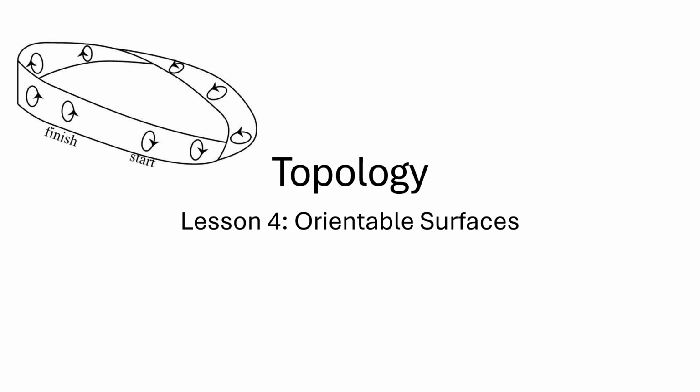Welcome to lesson 4 of topology. In this lesson, we're going to talk about orientable surfaces, which is a topological invariant.